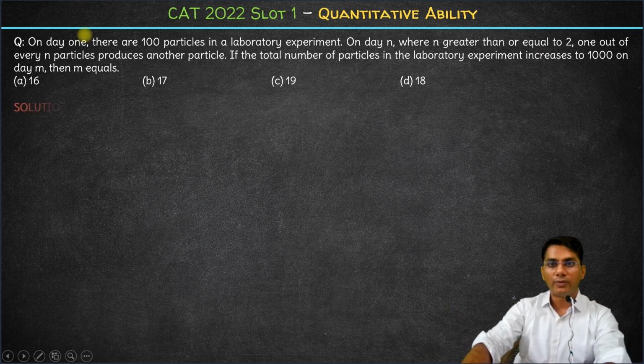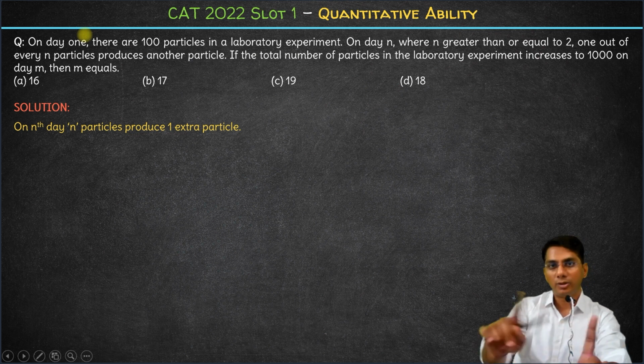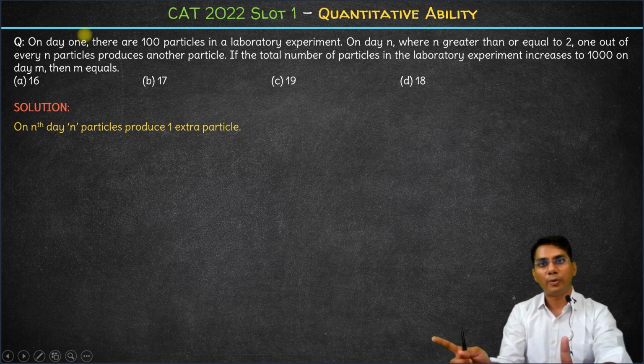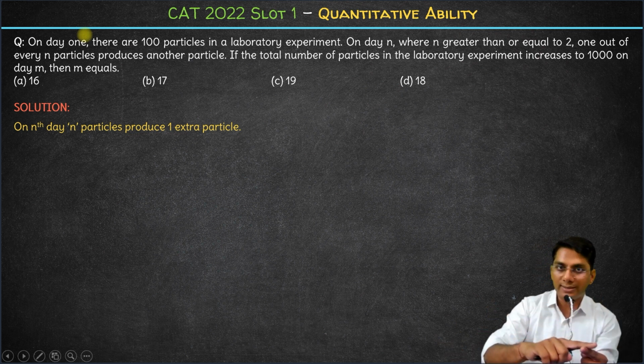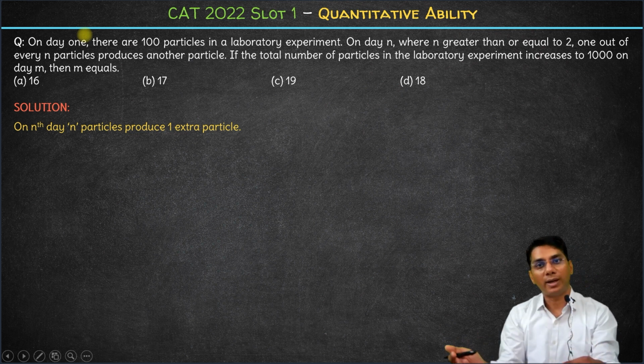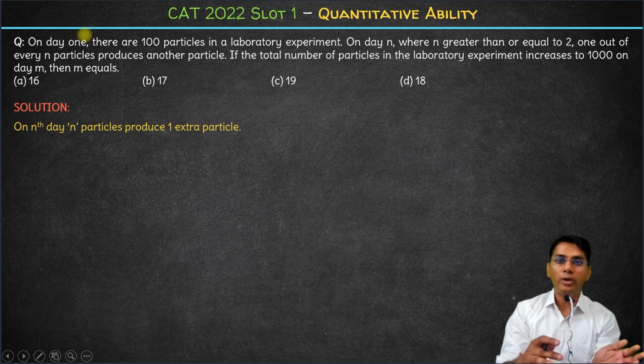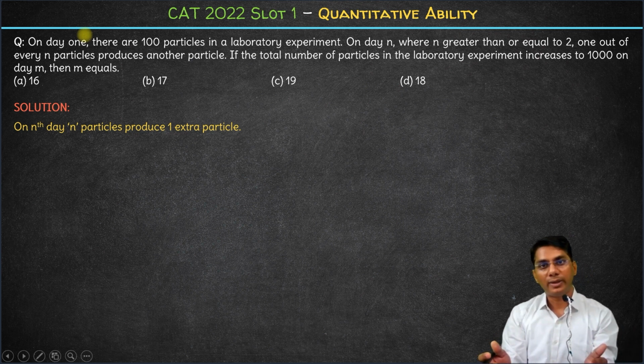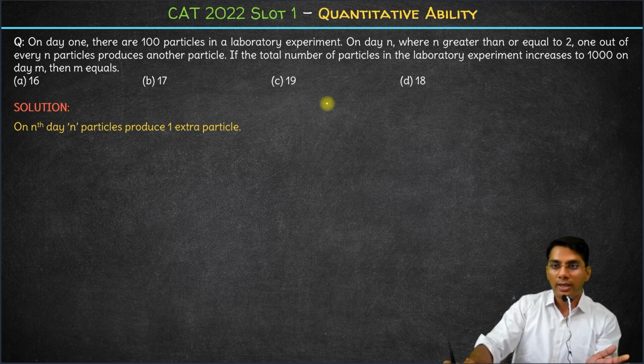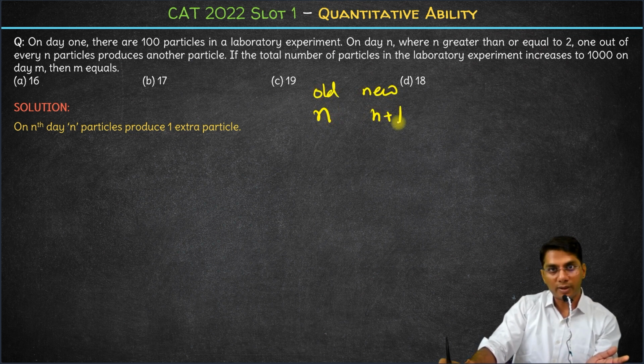Fine. So we have 100 particles on day 1, right? Now what happens on any particular day, on the nth day, n particles together produce 1 more particle. So if there were n particles initially, there will be n plus 1 particles now, right?